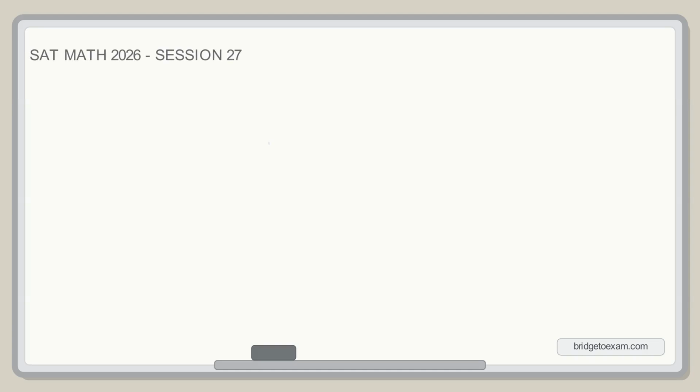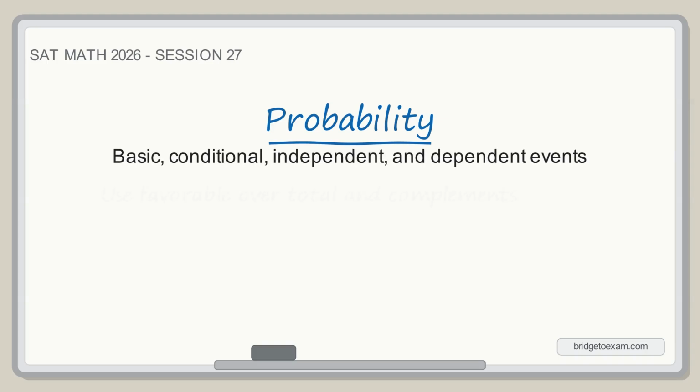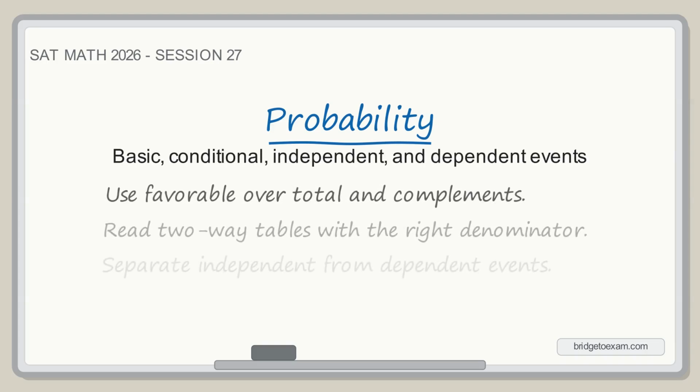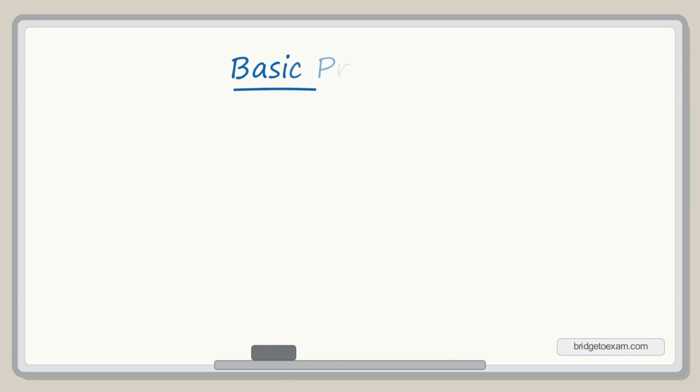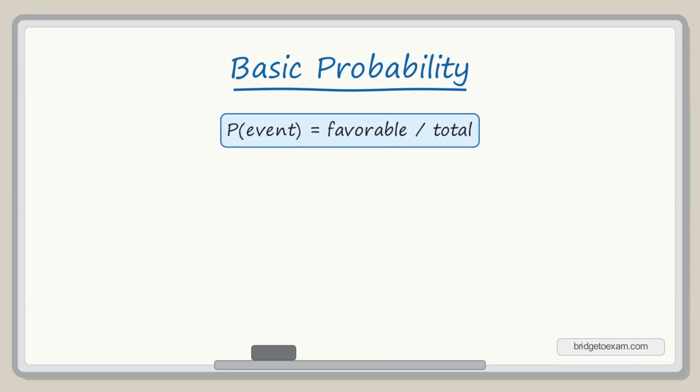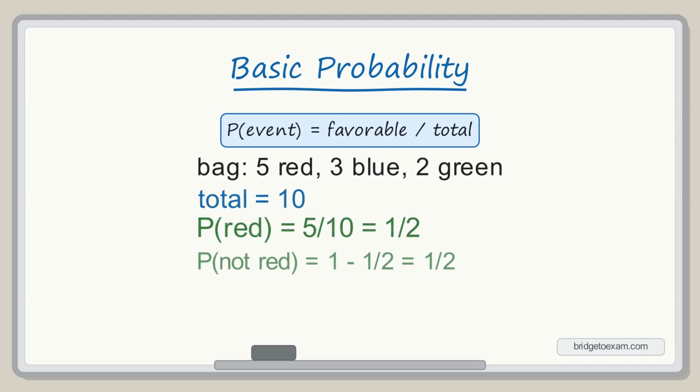Welcome to Session 27. Probability measures likelihood. Today we use basic probability, complements, two-way tables, conditional probability, and replacement rules. Basic probability is favorable outcomes over total outcomes. For not red, use the complement rule, 1 minus the probability of red.